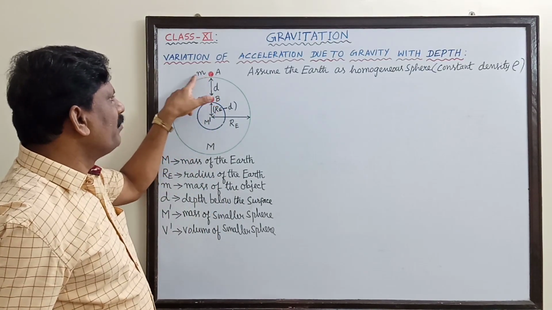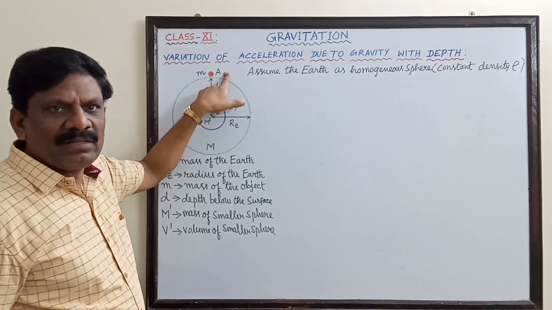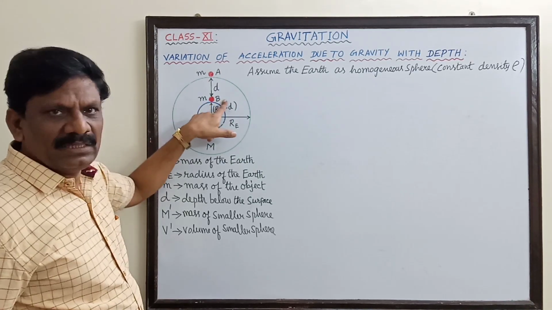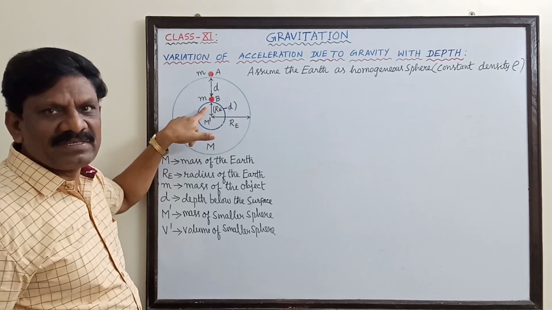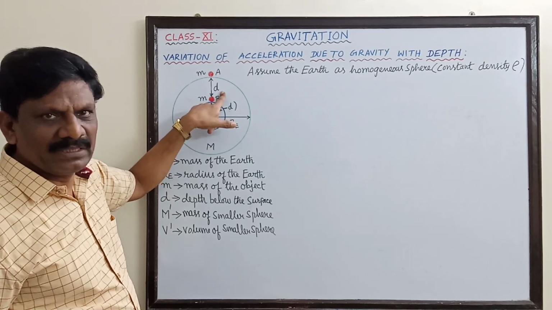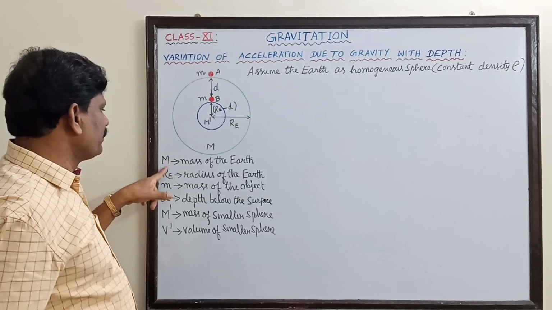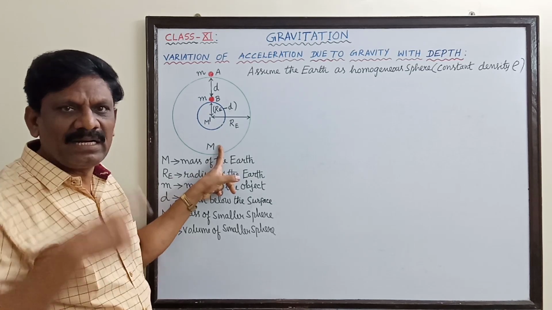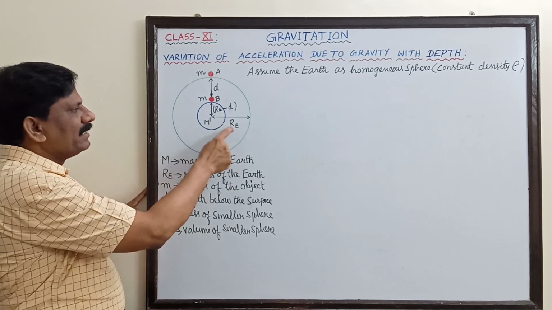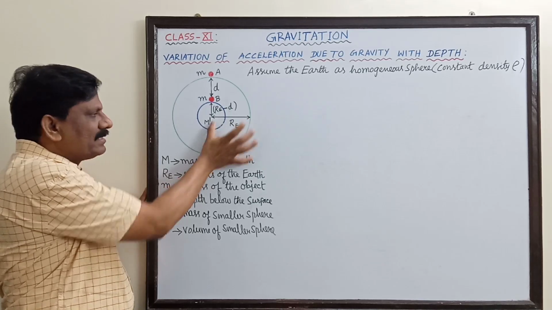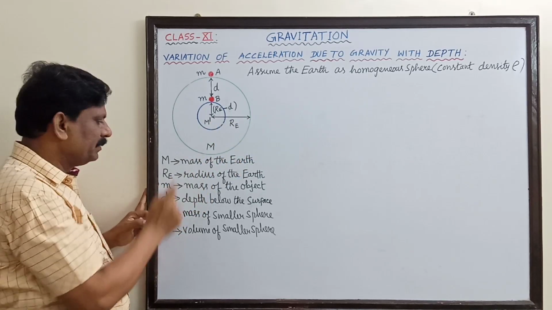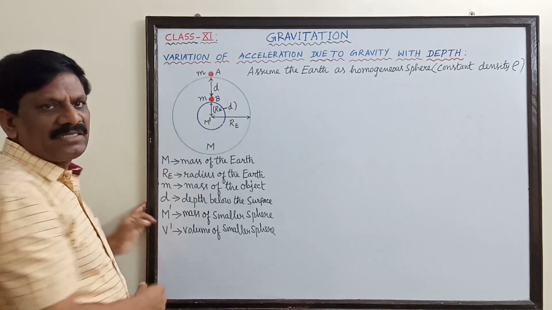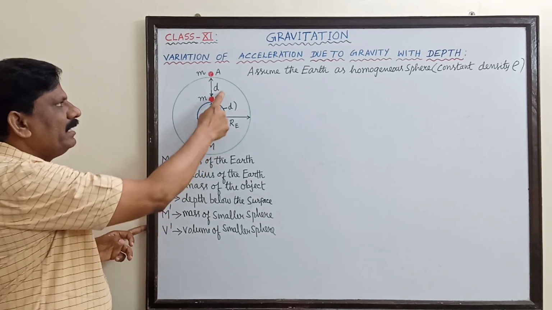Okay students, now look at the diagram. I have kept an object of mass small m at a point A on the surface of the earth. Then I will assume another point B inside, below the surface of the earth at a depth d. Now I will explain the terms. Capital M here is the mass of the total earth, and Re is its radius, the actual radius of the earth in total, and small m is the mass of the object which is placed at A as well as B.